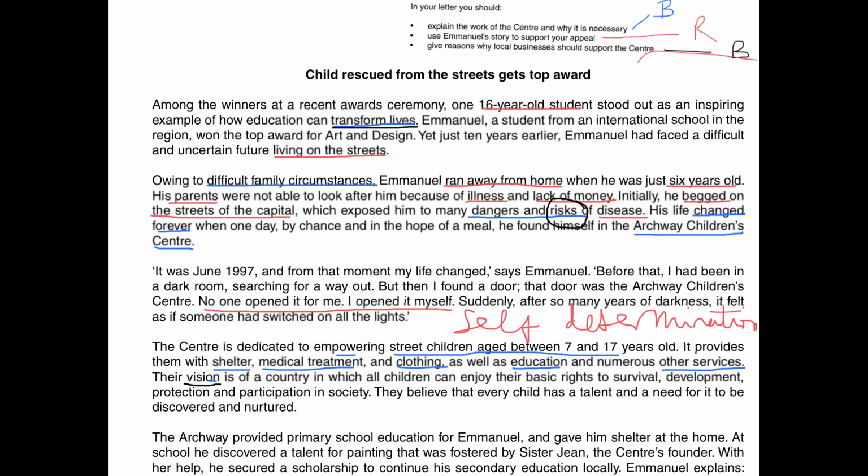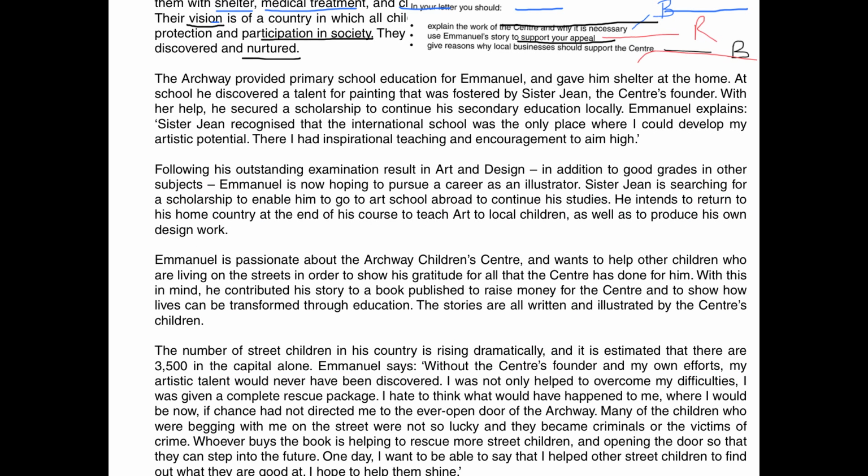So businesses are going to help create this vision, basic rights for survival, and participation in society. Going to develop every child's talent and nurture it. Okay, I probably don't need nurture, I'll get rid of that. Right. Okay, so now we move on to the rest of the text.